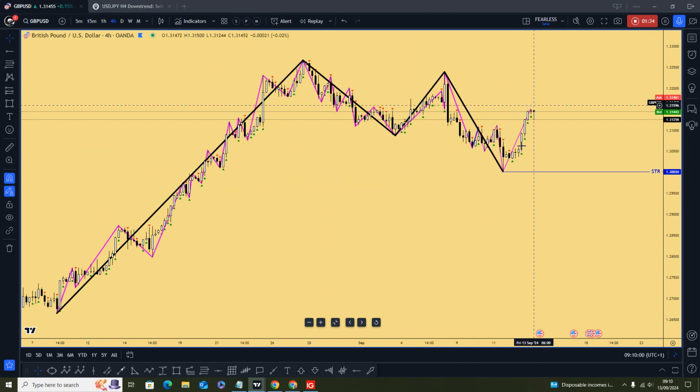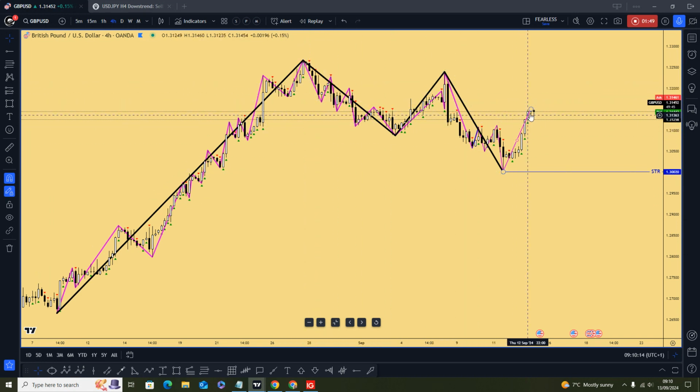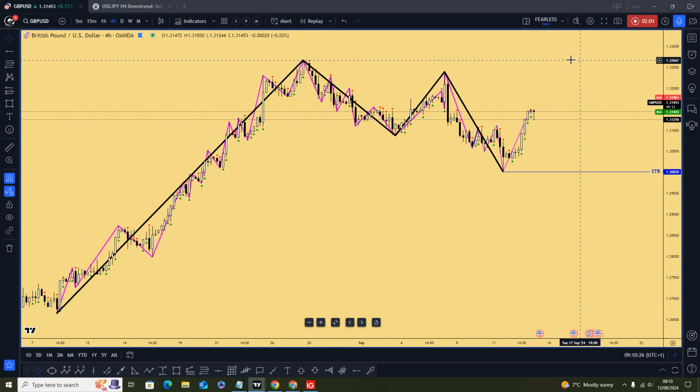How can we make sense of what is going on here? We've come above these two internal structural points, so that could be constituted to be a participation move, and there are so many different approaches to this. This is not clear. Basically, there's a potential for a continuation to the downside, and there's a potential for a retracement before they buy again.